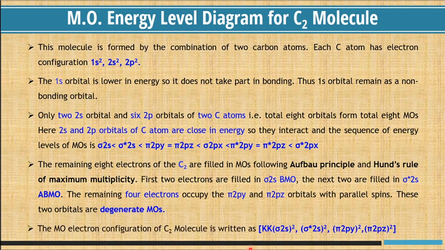The molecular orbital electronic configuration of the C2 molecule is written as KK sigma 2s2 sigma star 2s2 pi 2py2 and pi 2pz2.